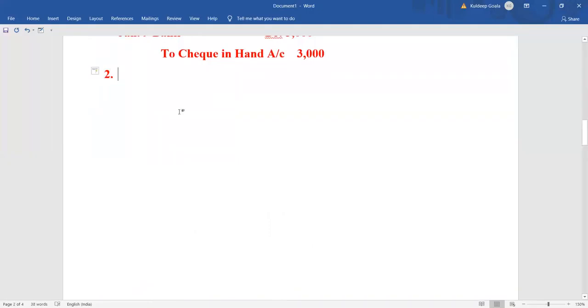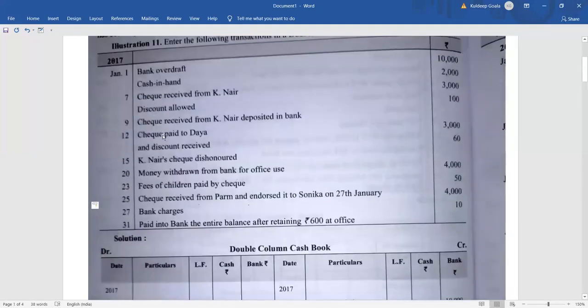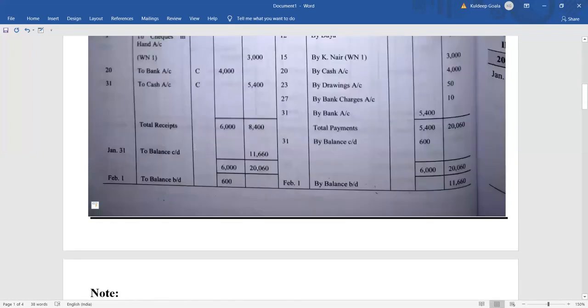Okay, it will come as note number 2. What will that be? What is the journal entry? You can just see the question once again so that you can understand it very nicely. It was discount received, isn't it? So discount received goes on the credit side, and who is giving the discount? Daya. So Daya debit, right? Because we are closing the account of Daya, so it will be Daya debit to discount received.